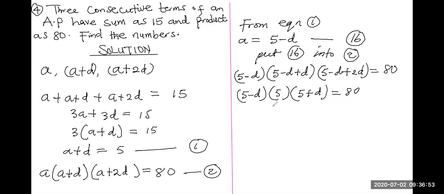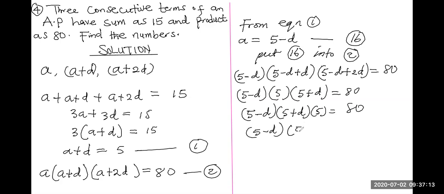Of course, you can bring this 5 outside. I have 5 times the bracket 5 minus D, bracket 5 plus D, equals 80. I just want to take it gradually, dividing both sides by this 5. So you have 5 minus D times 5 plus D equals 80 divided by 5, which gives 16. And this is a difference of two squares.